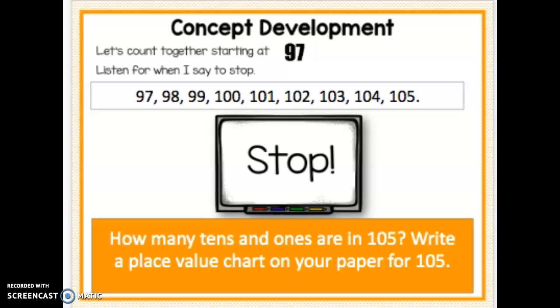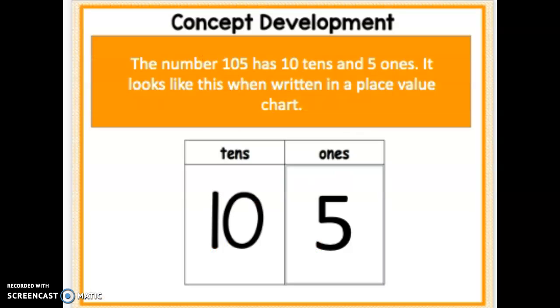Now let's count together starting at 97 and listen for when I say stop. 97, 98, 99, 100, 101, 102, 103, 104, 105. Stop. How many tens and ones are in the number 105? Write a place value chart on your paper for 105. The number 105 has 10 tens and 5 ones. It looks like this when it's written in a place value chart.